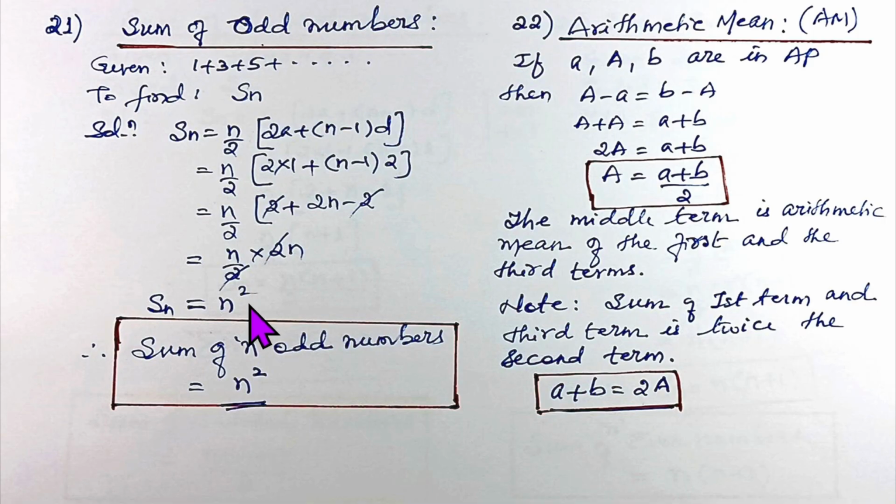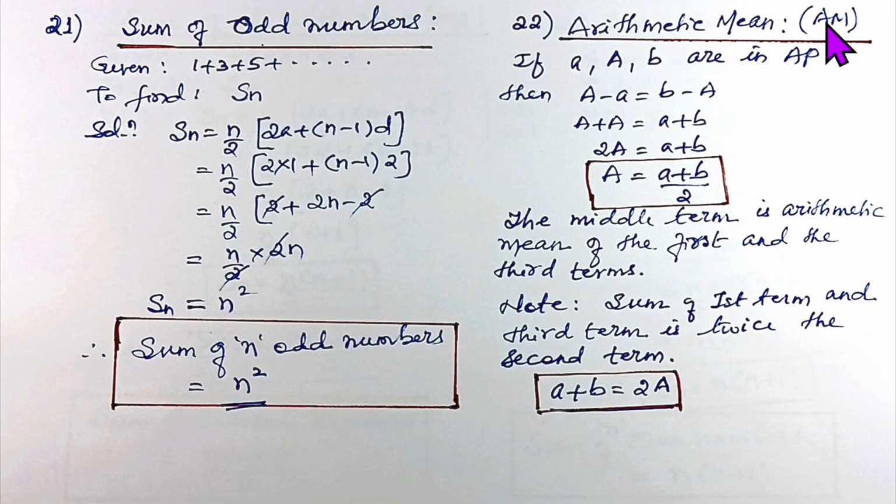Therefore the sum of odd numbers can be found just by using the formula n square. For example, if you want to find the sum of 25 odd numbers, then it is 25 square, that is 625. So it is very easy to find the sum of given odd numbers. That is again a very important relation we established using the basic properties of arithmetic progression.